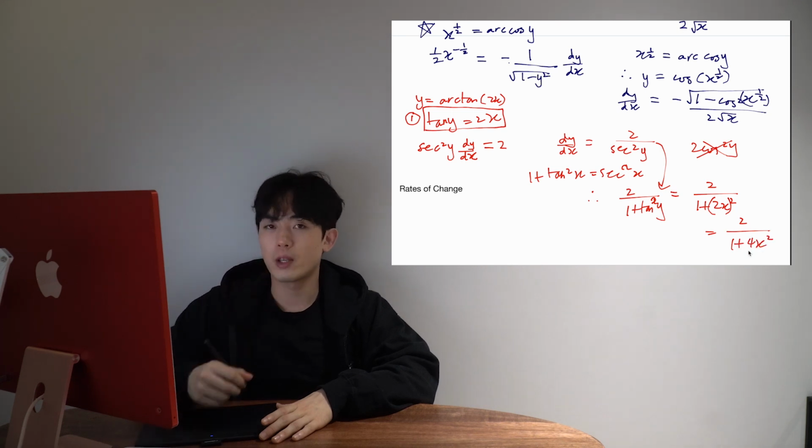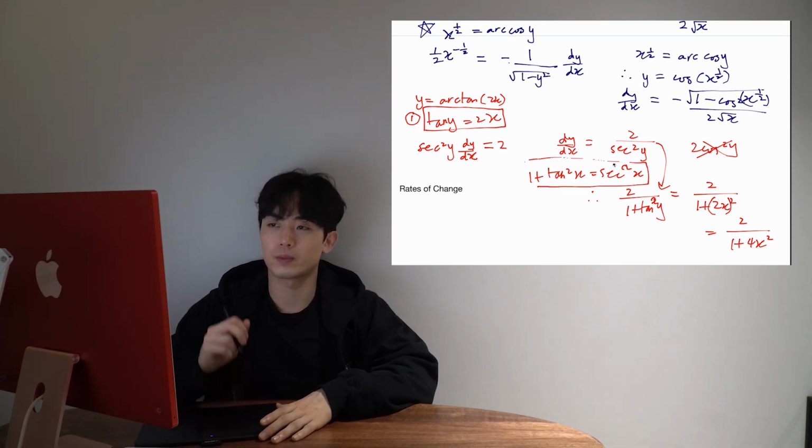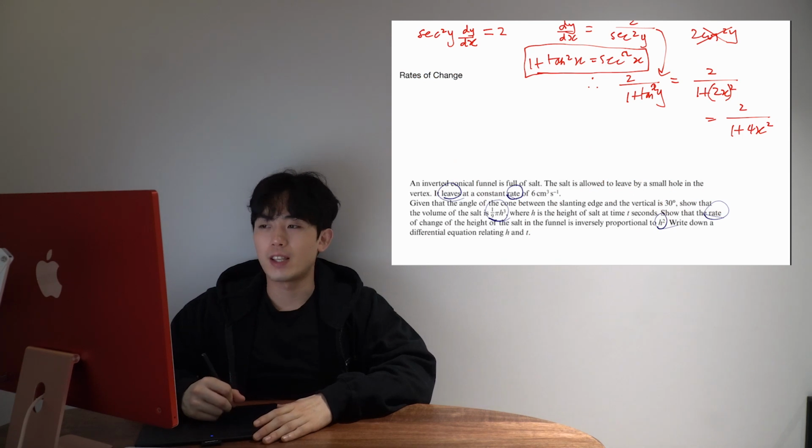Okay. So when you're differentiating inverse trig terms, the important steps are this one here, identifying how to relate y and x. And the second one is this one here, the identities that can relate this derivative with our initial one here. Okay. Alright, the next part we're going to deal with is rates of change.